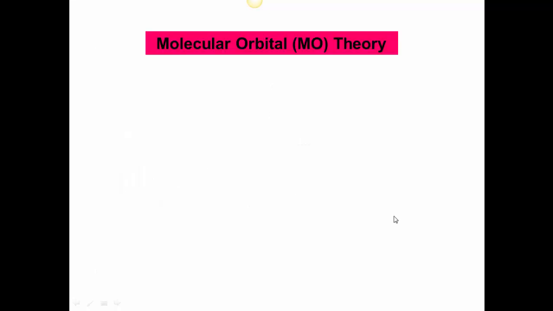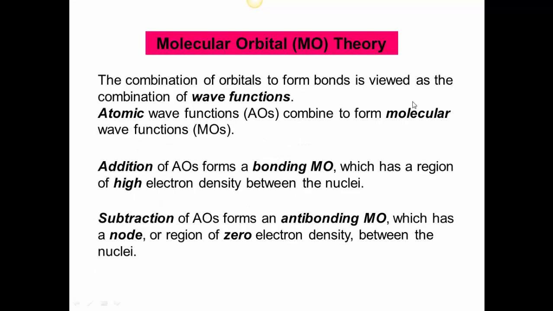And molecular orbital theory has a couple important parts. So first of all, molecular orbital theory is based on quantum mechanics. So it's based on the combination of atomic wave functions, or atomic orbitals, that combine constructively and destructively to form molecular wave functions, or molecular orbitals. So they're abbreviated AOs and MOs.